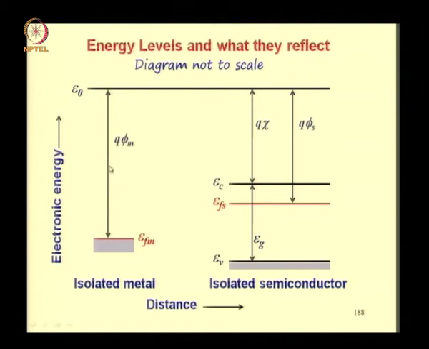The difference between E0 and EF is the work function. The work function in metal is shown as phi suffix m. Q times phi suffix m is the energy.